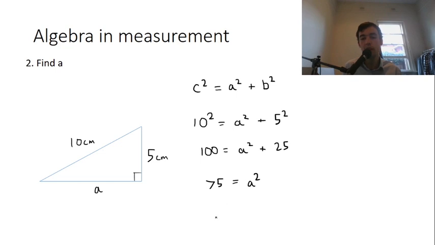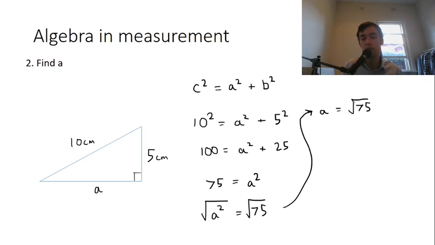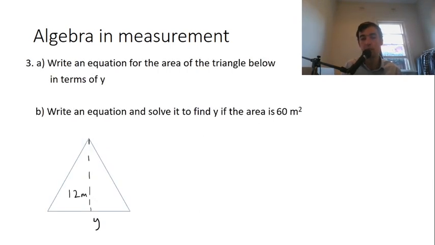All right, now we've got a very similar situation to what we had in the last video. You just have to take the square root of both sides to get rid of the squared. And so that means we've got A equals the square root of 75. And you can use a calculator to work that out, exactly what that is. I won't do that for now.